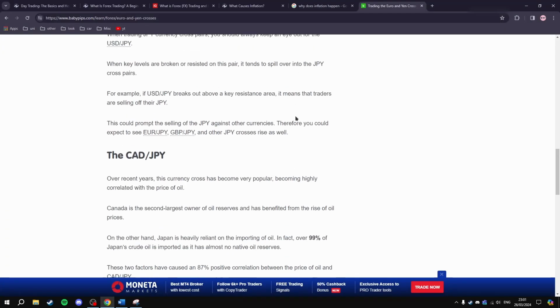When key levels are broken or resisted on this pair, it tends to spill over into the JPY cross pairs.